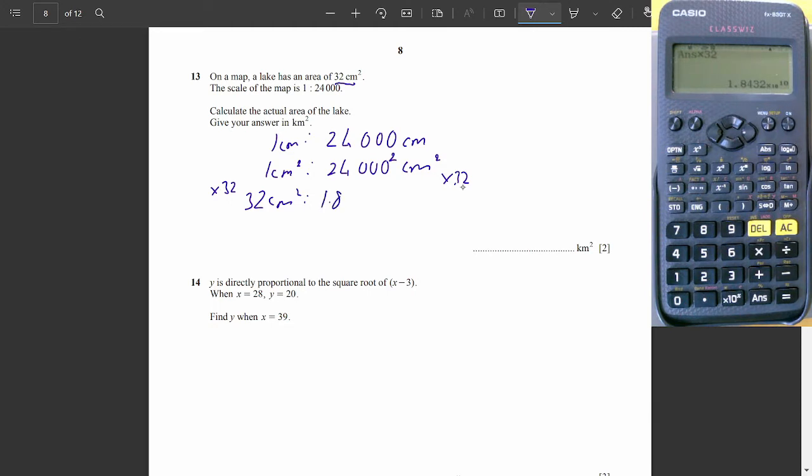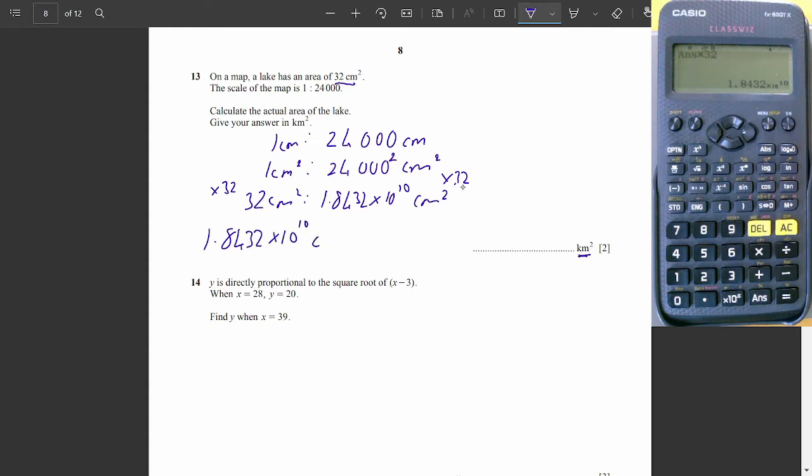Yes, it gives us quite a big number. In fact, too big to fit on my calculator screen. That's why the calculator is giving it to me in standard form, which is fine, because we know how to use standard form, don't we? So let's write that down. Okay, we're almost there, but we need to answer in kilometers square, ours is in centimeters square. So let's write this down. 1.8432 times 10 to the power of 10.